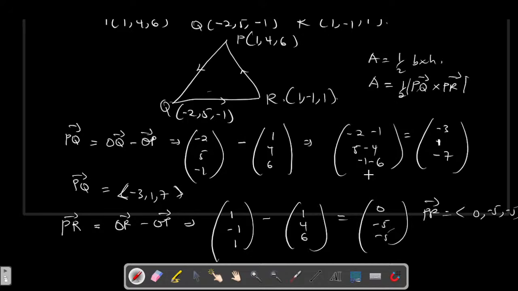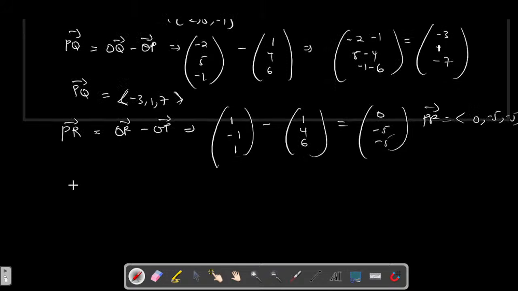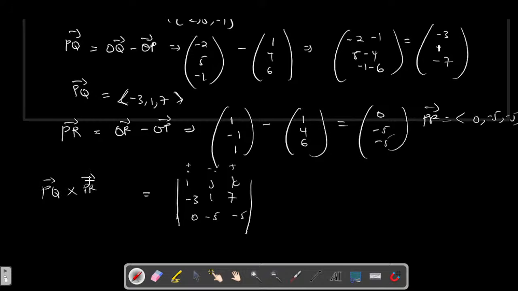Since we've found our PQ and PR, the next step is to find the cross product before we find the absolute. Our cross product is simply the determinant of the two vectors, including your directional vectors i, j, k. So you write your directional vectors i, j, k, plus, minus, plus. You should have that in your mind. Then vector PQ will come (-3, 1, -7). PR will come (0, -5, -5). So this is vector PQ cross PR, like this. So we are just finding the determinant of this matrix.